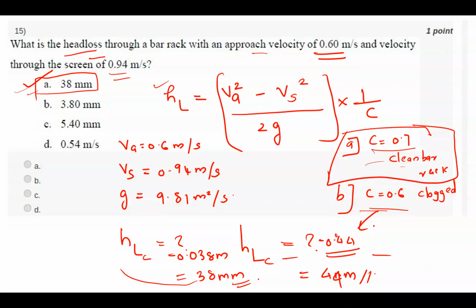So they haven't given C here, so you can assume the clean bar rack. But you should know this also: if they ask separately, if it's clogged, then you have to use the coefficient as 0.6. Got it?